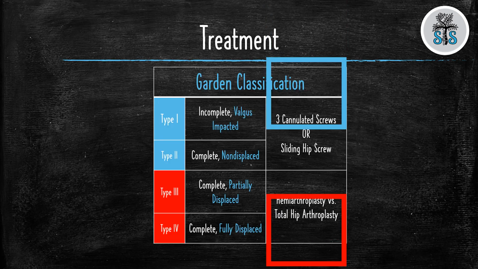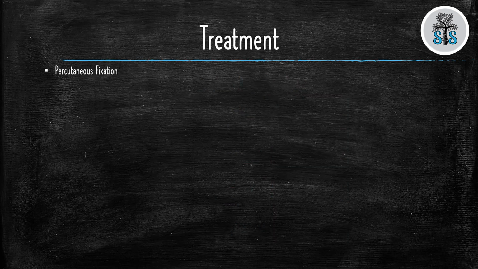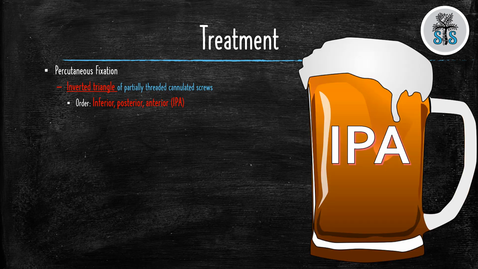Now, going over treatment options again. Remember, type 1 and type 2 get cannulated screws. Type 3 and type 4, replace, because if it's displaced, you gotta replace. So, percutaneous fixation with three cannulated screws. We're going to be doing an inverted triangle of partially threaded cannulated screws. Remember the order of these: you want to start inferior, posterior, then anterior. Remember IPA, like the beer.